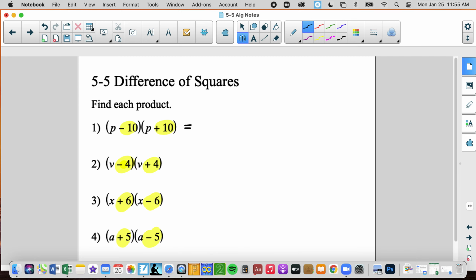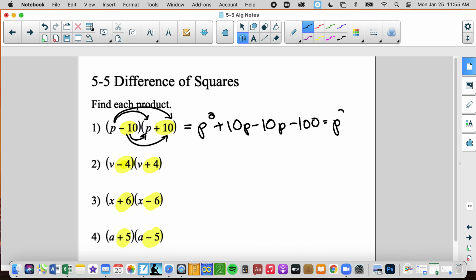Well, if we don't see it automatically, we can go through FOIL: firsts, outsides, insides, and then lasts. So if we write that and simplify it, you end up with p squared minus 100. Let's do the next one. Firsts, outsides, insides, and lasts. What are you left with?